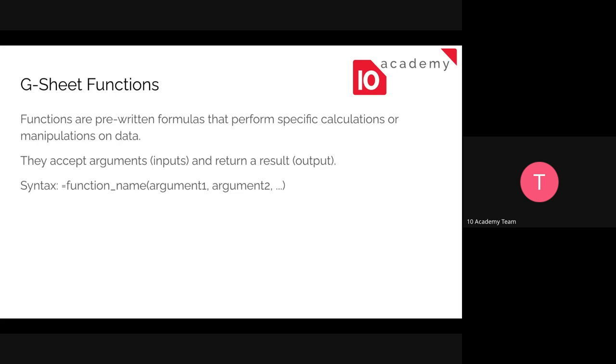Specifically, G-sheet functions accept arguments or inputs, and then they return a result or output. So the syntax is always: you need to make sure that you start with an equal sign, which is over here, and then you write the function name, and then you open a bracket and include all the arguments as input for this specific function.